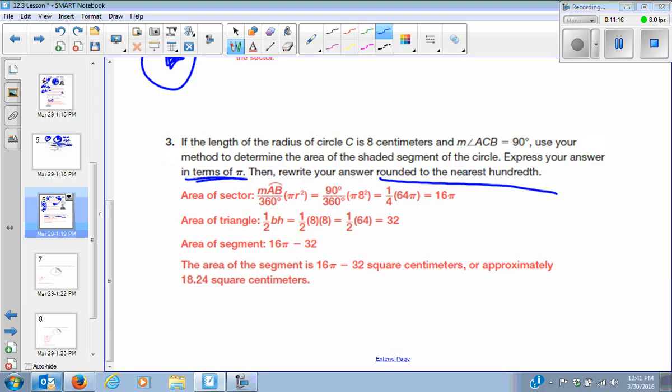So right here, the area of the sector. How do I know the area of the sector? Again, you take the 90 and put it over 360. That is the ratio we've been referring to. Times it by, to find the area of a circle, remember area equals pi r squared. What was my r in this case? 8. So they took 8 and squared it, times pi. 8 squared is 64.